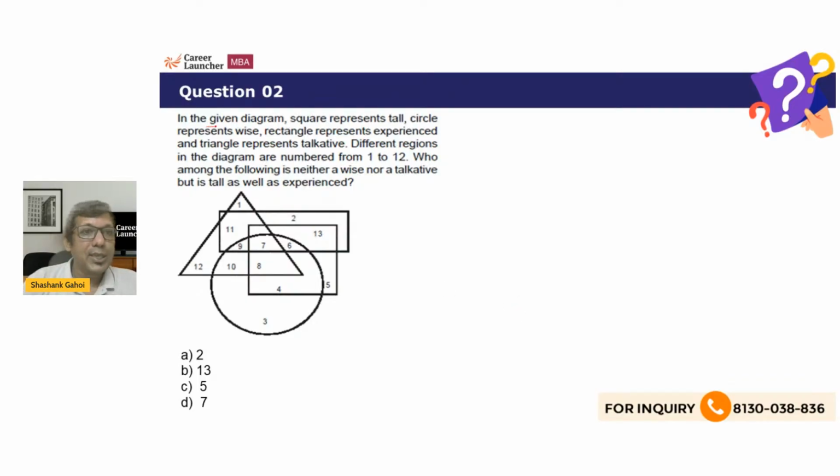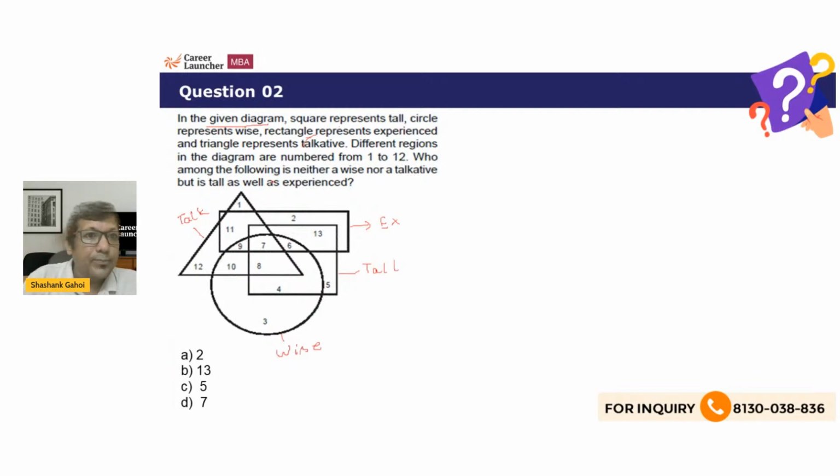Now, in this given Venn diagram, a square represents tall. Circle represents wise. Rectangle represents experienced. And triangle represents talkative. And there are multiple regions that are defined.